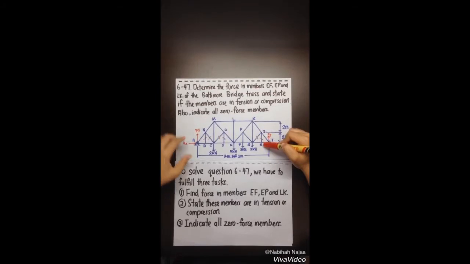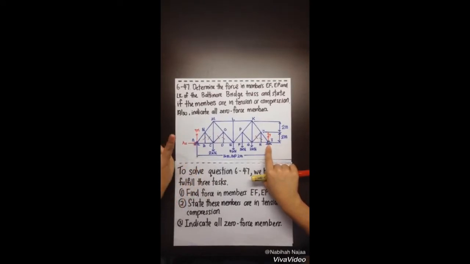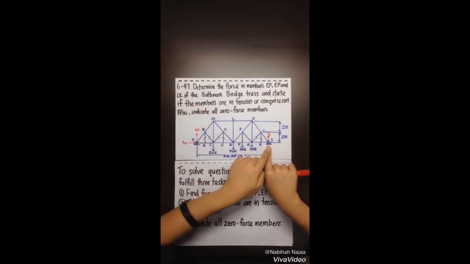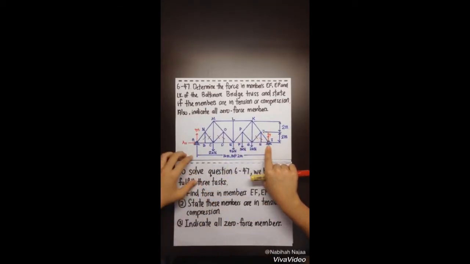Actually, NB, CO, OD, JG, and JH are the zero force members. And in here we have 2 support members, one is the smooth pin, one is the roller. At the smooth pin, we have 2 support reactions, which are AX and AY. At the roller, we have support reaction IY. Okay.